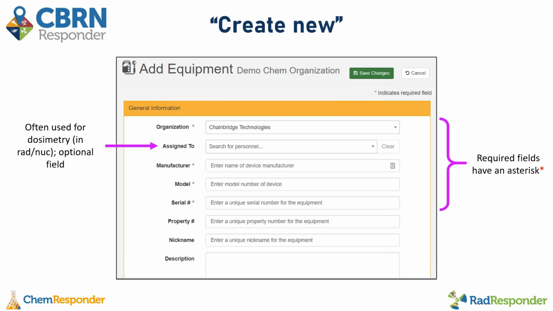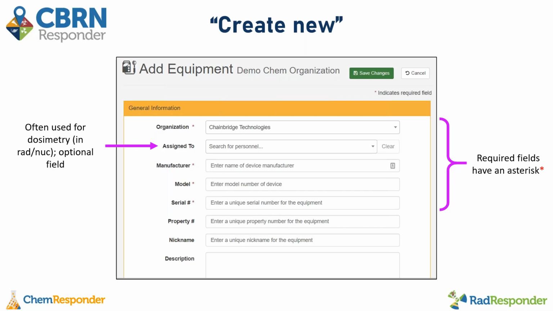So again, the create new function, when you use that option, it'll greet you with a simple web form. You can see that the required fields are going to be marked with the red asterisks. I did want to point out that this assigned to field, that's just under the organization field. Sometimes that throws folks off.